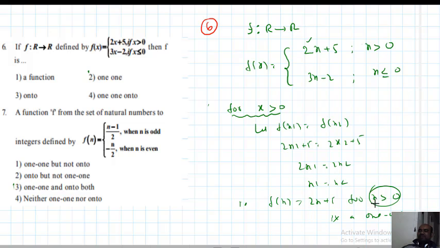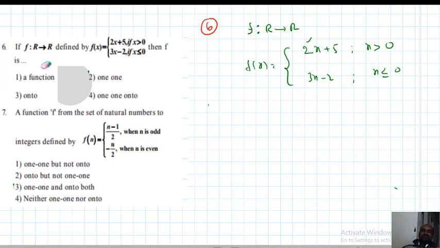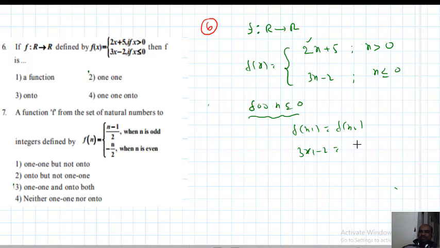Students, not only for x greater than 0, for all real numbers x, 2x plus 5 is one-one, because it is a straight line. Next, for x less than or equal to 0, take f of x1 equal to f of x2. So 3x1 minus 2 equals 3x2 minus 2, so 3x1 equals 3x2, and x1 equals x2.